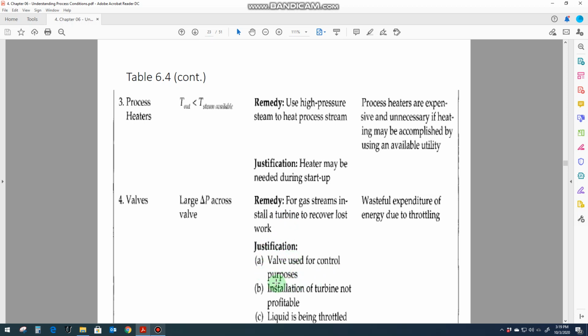Valve used for control purposes. Now, what is the reason for using the valve here? We have to control the process, so we have to use the valve, so we cannot use the small turbine. Installation of turbine not profitable.